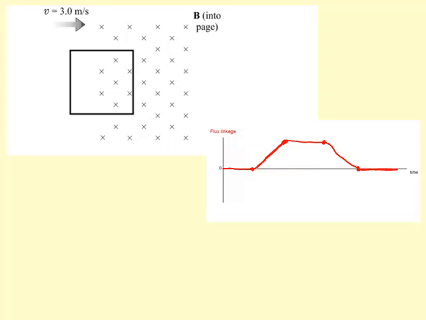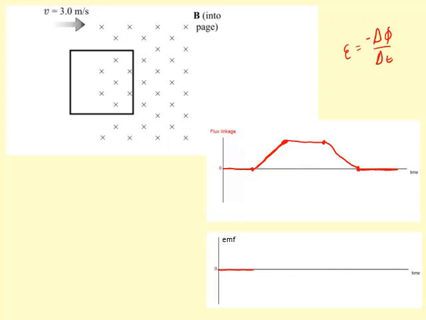So we can use this flux linkage against time graph to determine the EMF against time graph. That's because EMF is proportional to the rate of change of flux, and then there's a negative for Lenz's law. So we can use the gradient from this graph here to figure out this graph. Let's look at the beginning. At the beginning, when the coil was outside the field, there was no change in the magnetic flux, so there was no EMF induced.